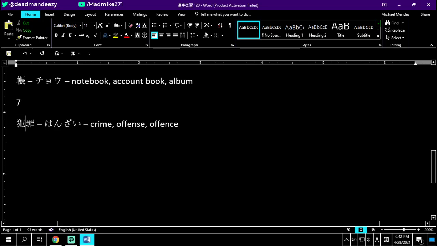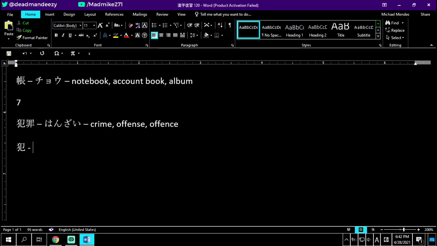Our first kanji here has two radicals. On the left side, we have the radical for dog or animal. On the right side, we have a seal. So the seal of a dog. Okasu, han, which is a crime, sin, or an offense.